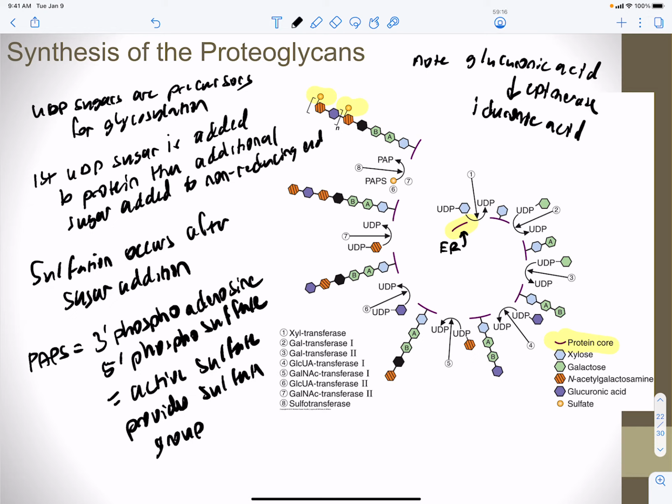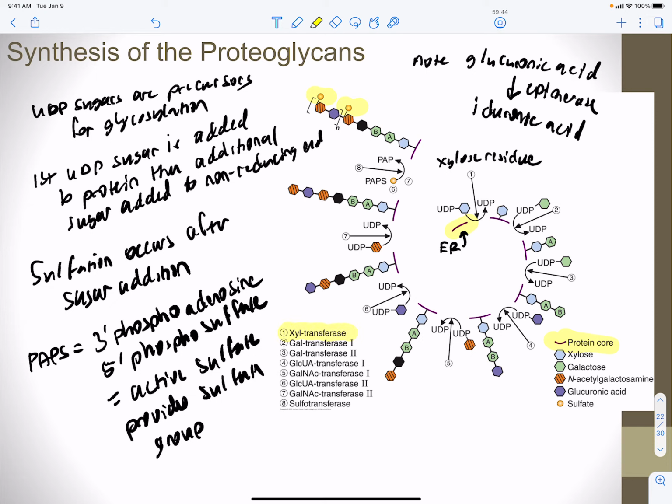Okay, so in essence, you're basically going to build your proteoglycan starting with that protein core, and then you're going to add your UDP sugar. You're going to have a xylose residue. It's going to be first. So you get your xylotransferase, that's for that first position.